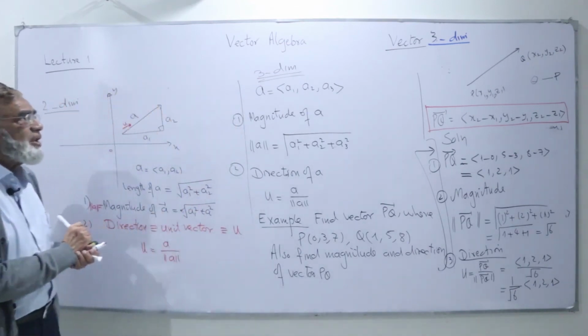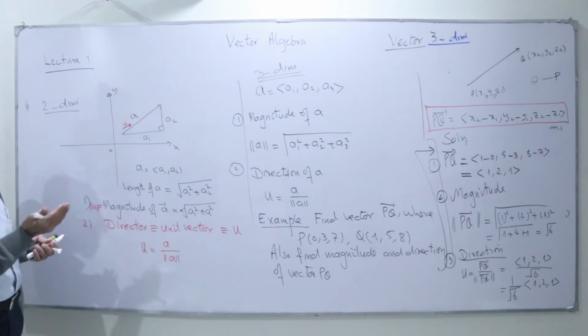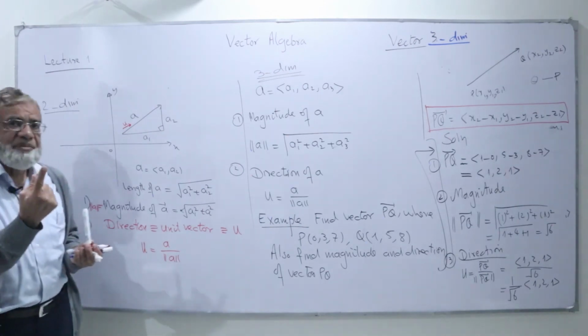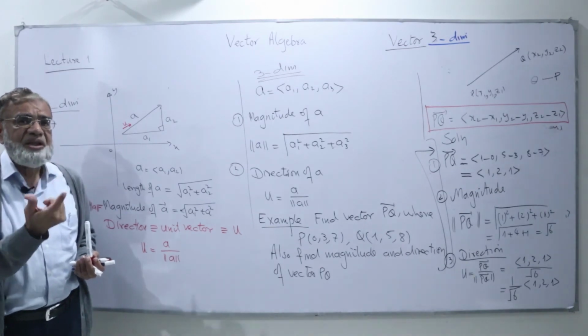So this is the idea of how we can write our vector and identify our scalar. A scalar has only magnitude, and a vector has magnitude and also direction.